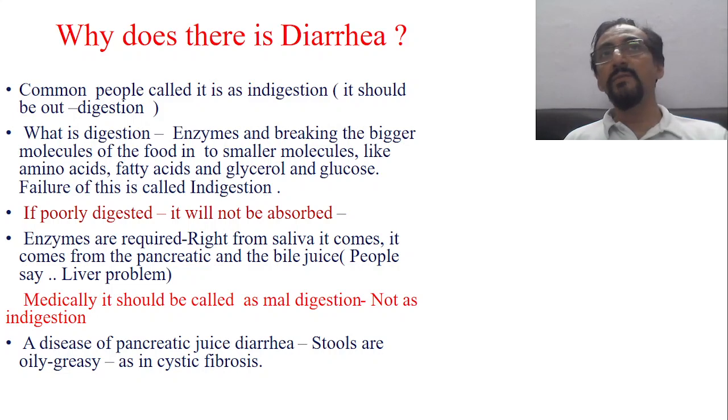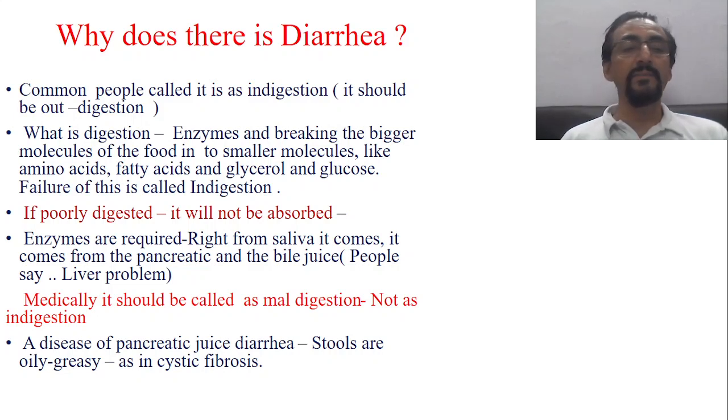Enzymes start working from the saliva itself. We know that salivary amylase. Similarly there are enzymes coming from the stomach secretions, enzymes coming from the intestinal secretion, enterokinase, pancreatic secretions, and bile juice. So these are all the different things. Now, although we call it indigestion, medically it should be called maldigestion or undigestion. But usually we call it indigestion. Anyway, we will not go with the words.